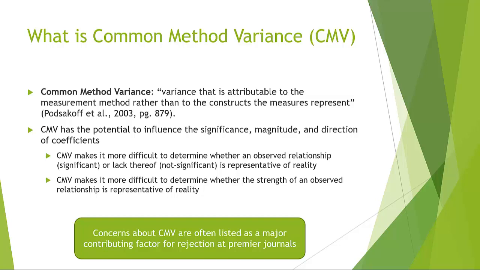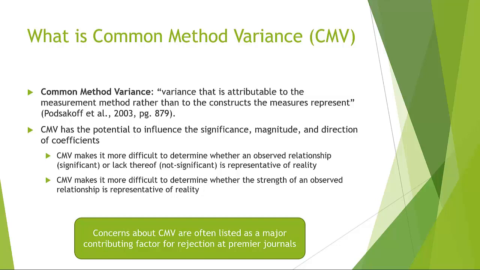Common method variance is variance that's attributable to the measurement method rather than the constructs that the measures represent. So it's variance that's due to how the data was collected rather than to the actual or true relationships between the constructs and the items. Common method variance is important because it has the potential to influence the significance, so the p-value, the magnitude, the effect size, and also the direction of coefficients.